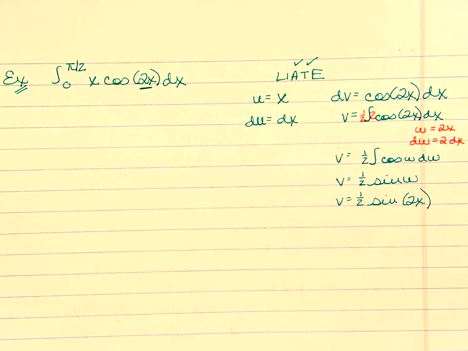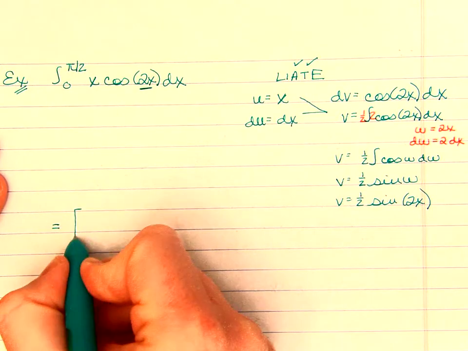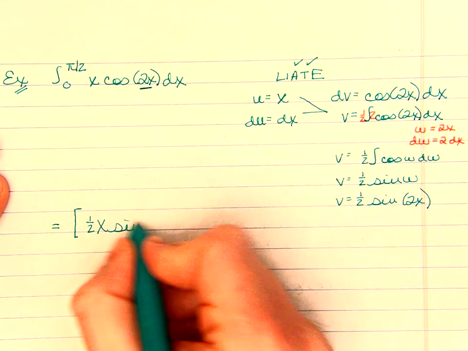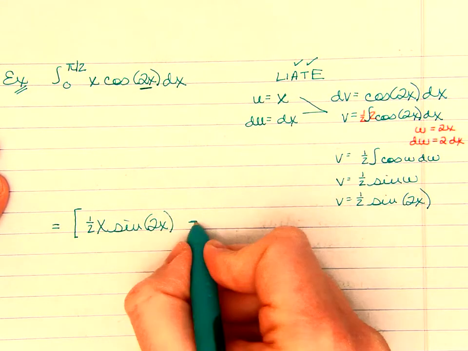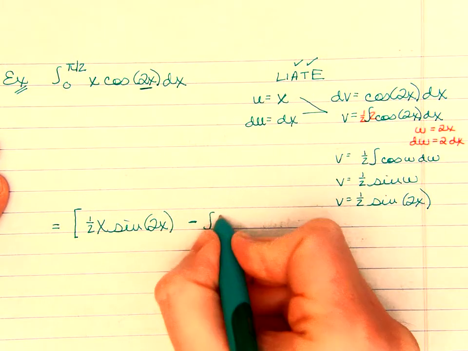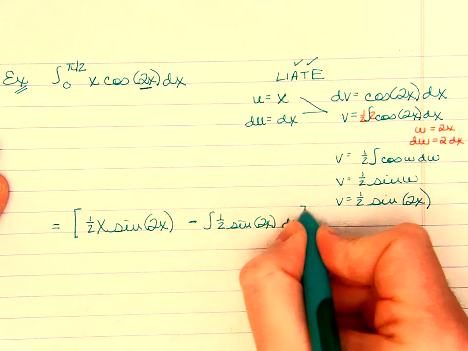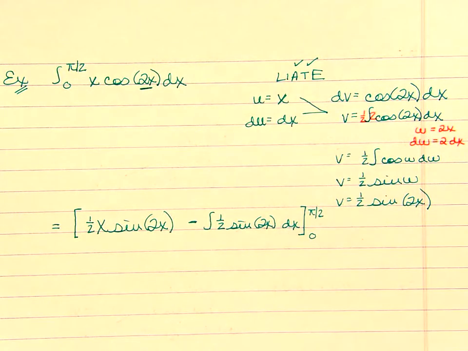So I can now say u times v minus the integral of v du. This is going to give me, again, I'm going to ignore the limits of integration for right now, 1/2 times x times the sine of 2x minus the integral of 1/2 sine 2x dx. Outside the brackets then, I'll put my 0 and my pi over 2.